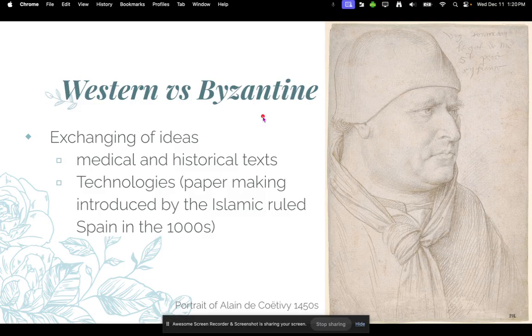There's also a lot of exchanging of ideas during this time period. For example, medical and historical texts were exchanged. There were also technologies that were exchanged. For example, papermaking was introduced by Islamic-ruled Spain in about 1000 CE.